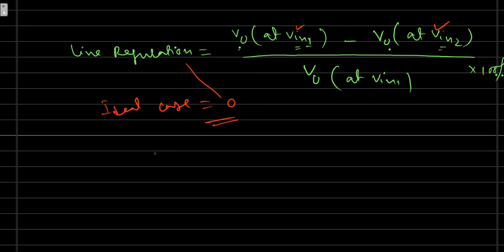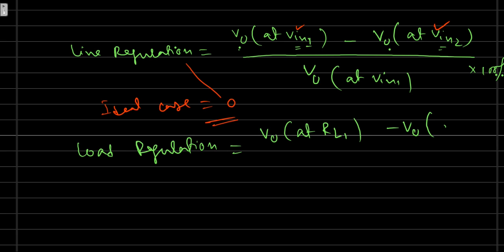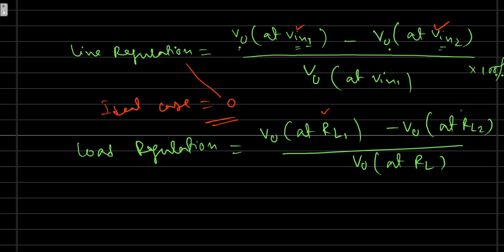Similarly, you can calculate another parameter, because we have another case that is called load regulation. So what does load regulation mean? V naught at RL1 minus V naught at RL2 divided by V naught at RL1. Load regulation is nothing but when you are connecting two different values of a load. Suppose in one case the load value is 100 ohm, in another case the load value is 500 ohm.